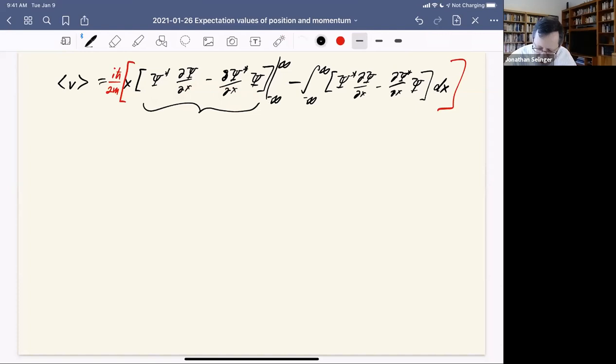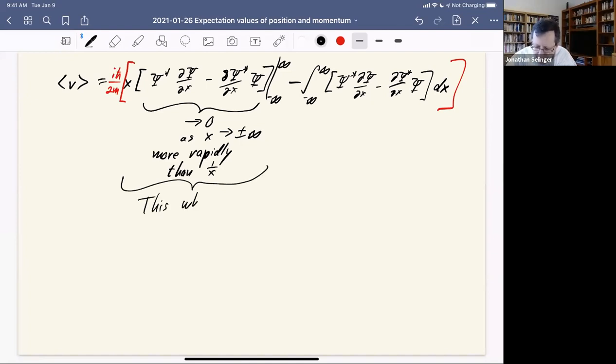So if we say these things go to 0 as x goes to plus or minus infinity more rapidly than 1 over x, maybe they go as 1 over x squared or as the exponential of minus x squared or something like that, then if you take that thing even times the x, you still get 0 when x is plus or minus infinity. So then this whole term goes to 0.